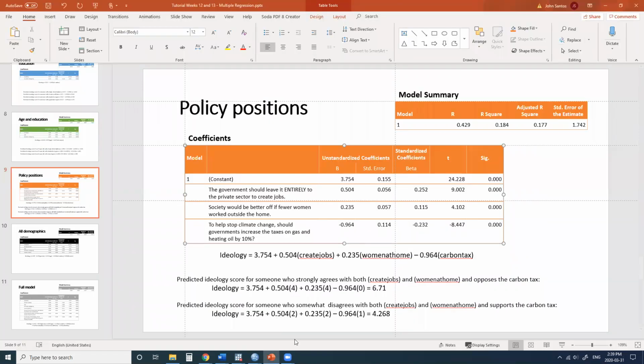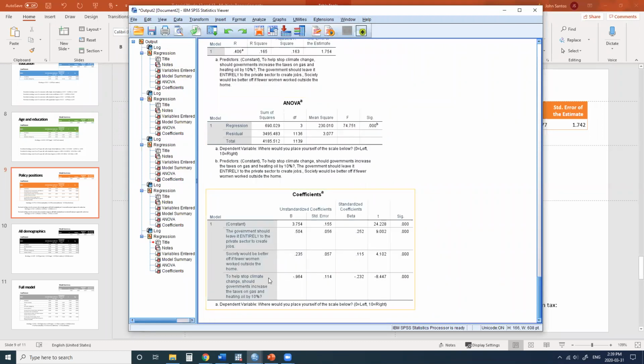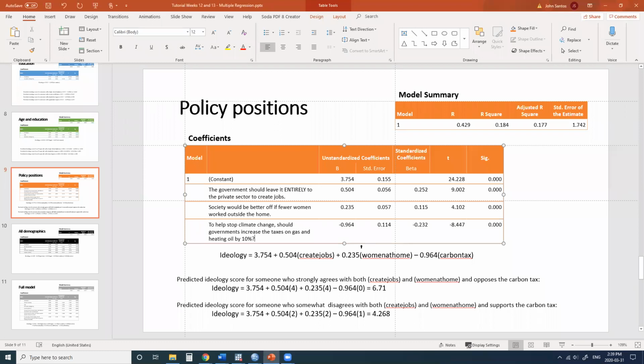I'm just going to switch back to, so you should see this output, right? It's entered 3 variables into the equation. And you can keep looking at SPSS. I'm just going to switch to PowerPoint because I've already made some notes here for us. So we see here R squared, first thing up in the model summary, 0.184. So these 3 questions explain, you know, 18% of the variation in people's ideological identification, right?